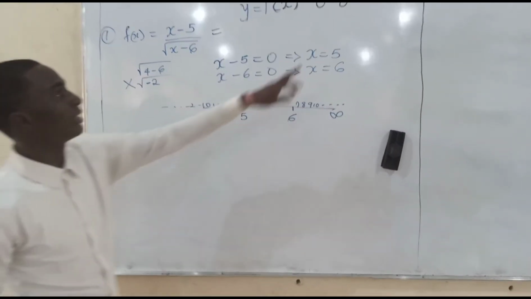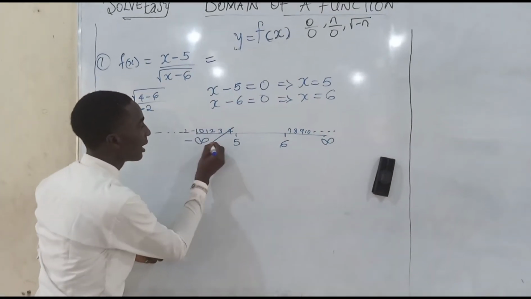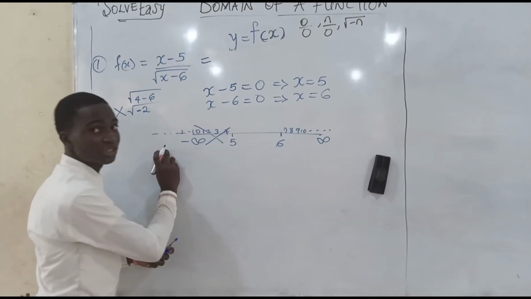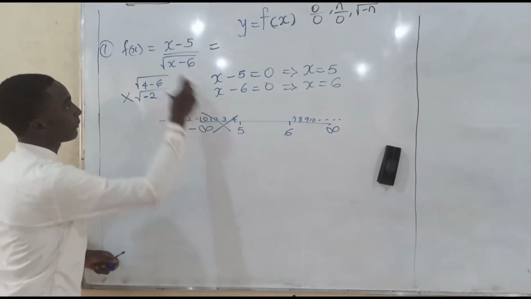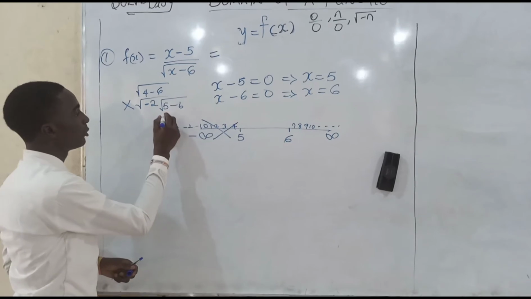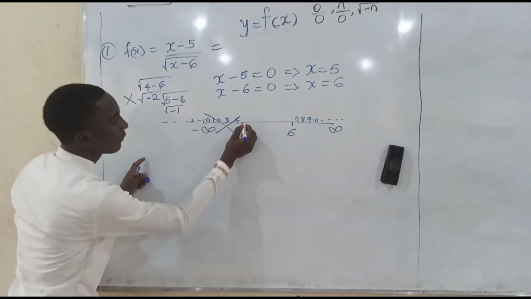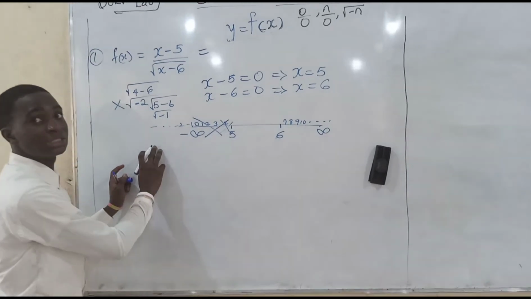That is to say, I'm having the root of a negative number. That is to say, 4 and any number below here are not included. If I apply 5 here, I'm having the root of 5 minus 6, which is the root of minus 1. This is an undefined number. That is, from 5 downward, it is undefined.